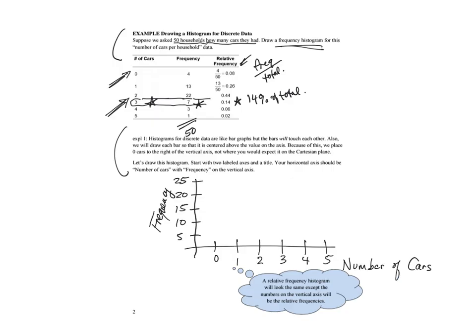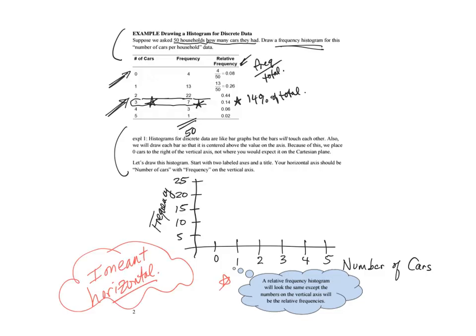Okay, so I have my vertical axis down here with the number of cars, and you'll notice that I put 0 cars a little bit right of the vertical axis because otherwise the bar that I drew would be obscured by the vertical axis, and that would be a real pain.